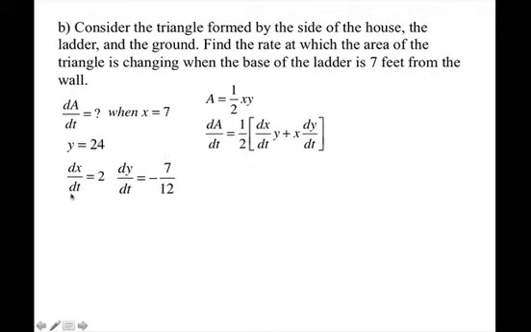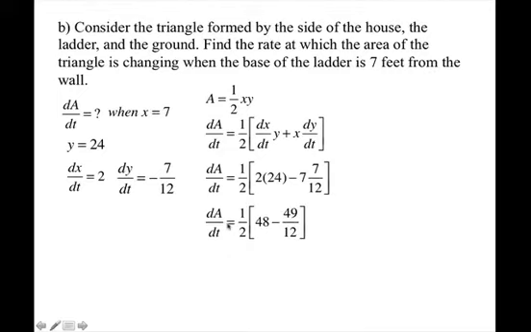And I'm going to plug in what I know. I have from the previous problem that dx/dt is 2. From part A, I found that dy/dt is equal to negative 7/12. I also have the value of y, which is 24, and the value of x, which is 7. So now I'm going to simplify, and I get 527/24 feet squared per second.